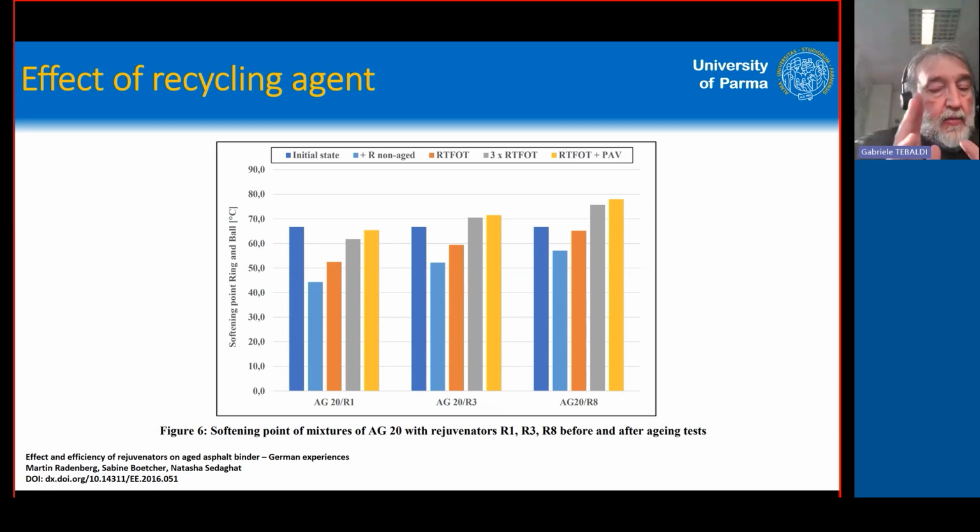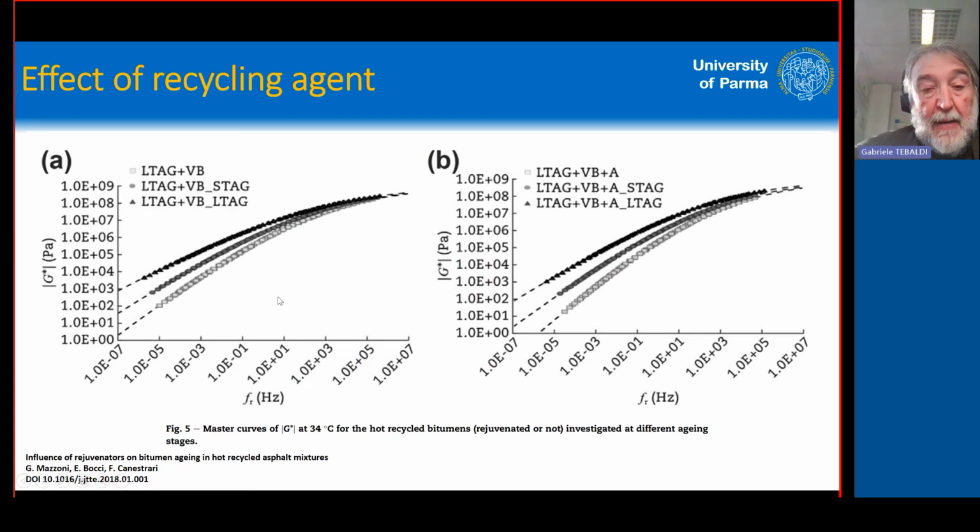So basically, recycling agents bring back the same level of performance, or the evolution of performance, as the natural bitumen. A work made by Professor Canestrari in Italy shows also, from a different point of view but with a similar effect, that if we add a recycling agent, we are able to reduce the stiffness.